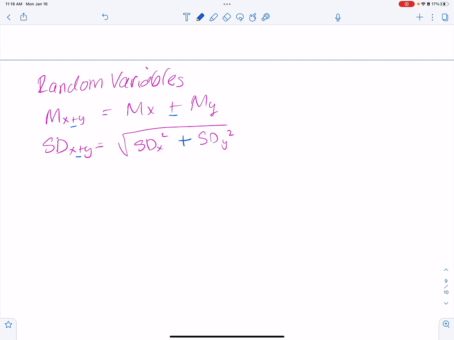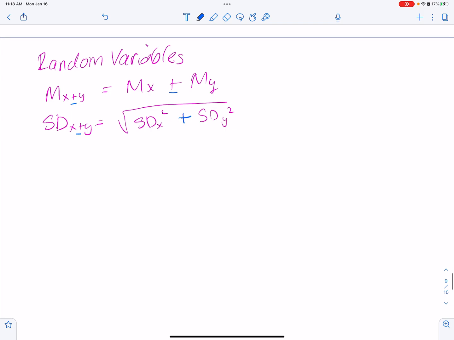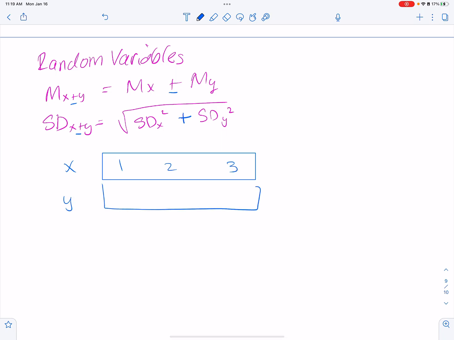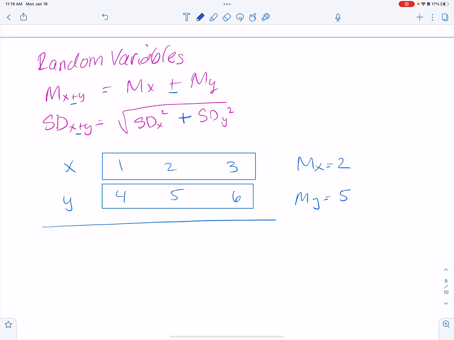Because what happens to your spread is it still spreads out. And actually, I'll just go ahead and show you why that is. Let's come up with a really small data set. Let's just go 1, 2, 3. Let's make it nice and small. And then y, let's do 4, 5, 6. Well, we obviously know the mean of x is equal to 2 and the mean of y is equal to 5.